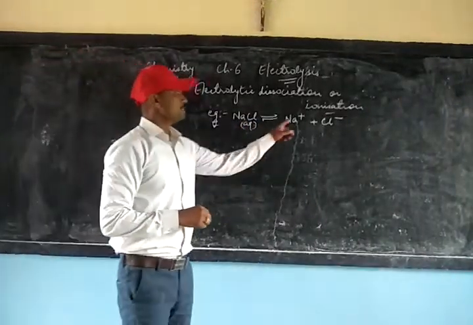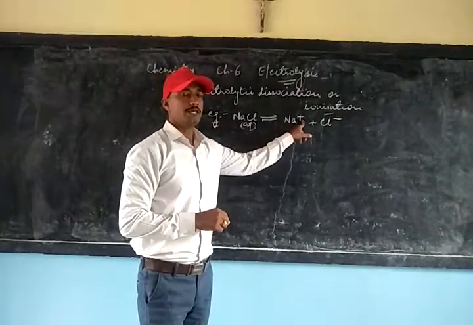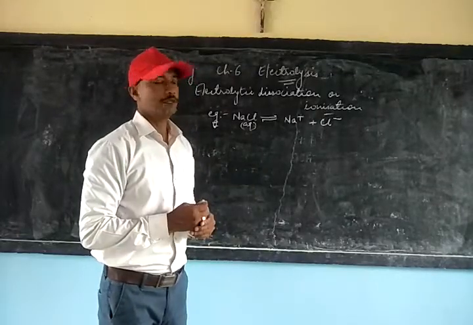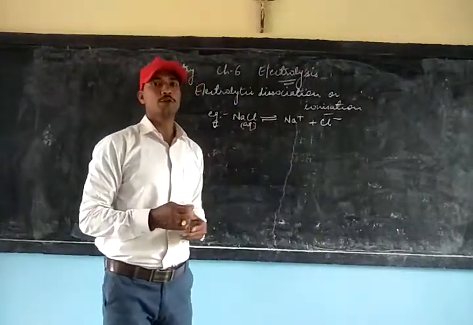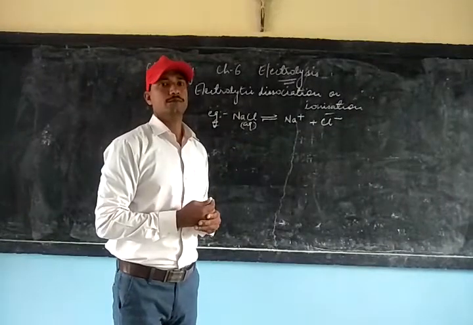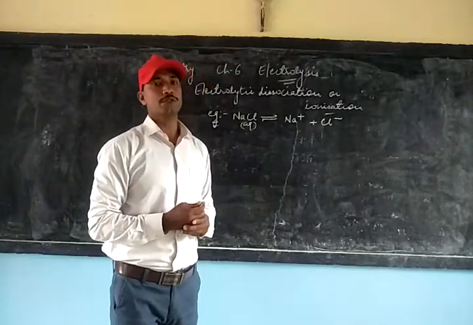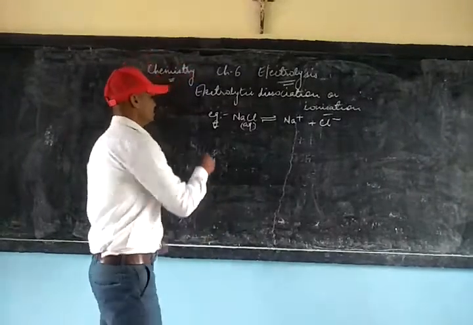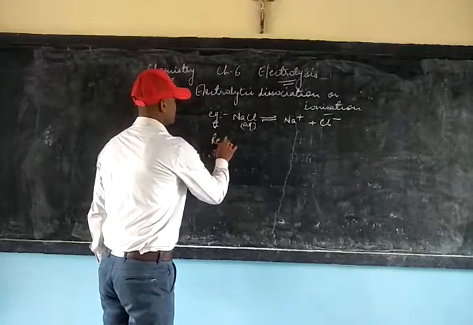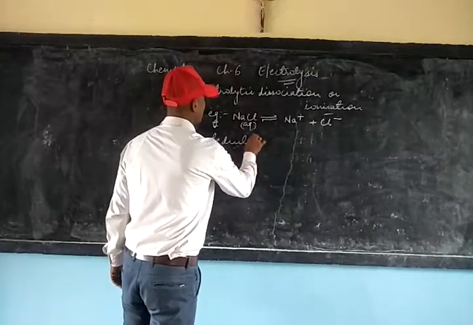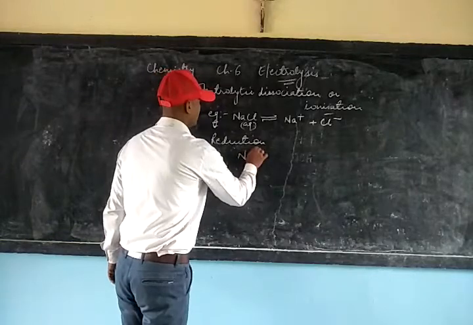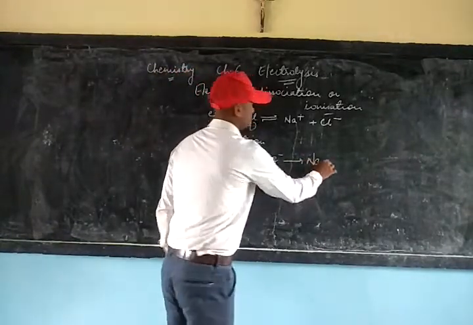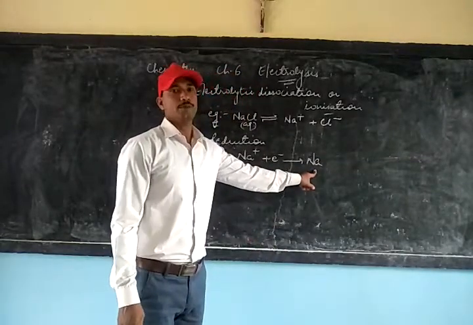Now you can see here, since the sodium ion is positively charged, that means there is a deficiency of one electron. So in this case, it is going to gain one electron. And you know, gaining of electrons is a process of reduction. How will you show it? Here the reduction process will be where sodium ion will gain one electron and will be converted into a neutral atom of sodium.